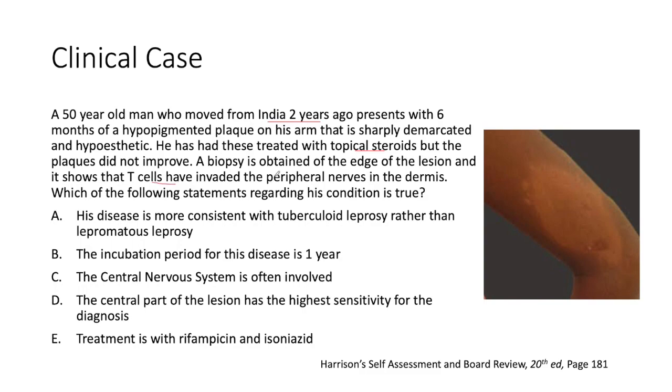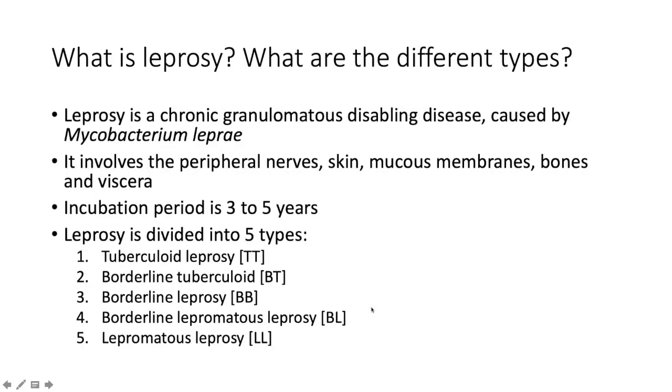Which of the following statements regarding his condition are true? And this is the lesion that we can see. It's markedly hypopigmented, has an obvious border, and it's hypoaesthetic as well. Is it A, his disease is more consistent with tuberculoid leprosy rather than lepromatous leprosy? B, the incubation period for this disease is about a year. Is it C, the central nervous system is often involved? Nah. D, the central part of the lesion has the highest sensitivity for the diagnosis. Or E, treatment is with rifampicin and isoniazid.